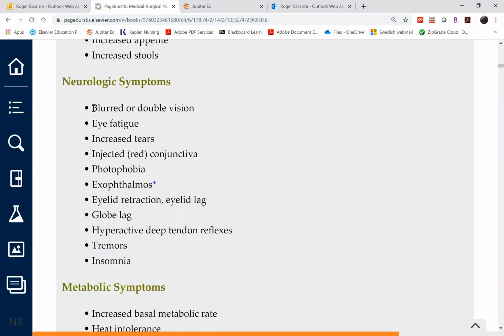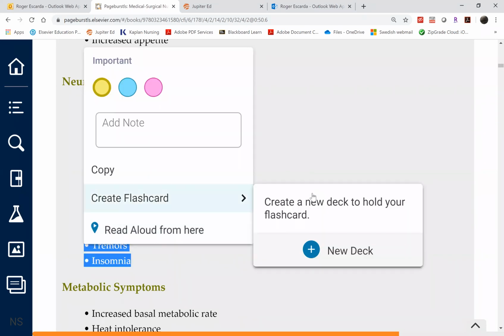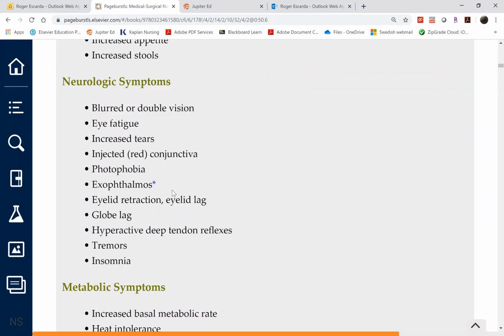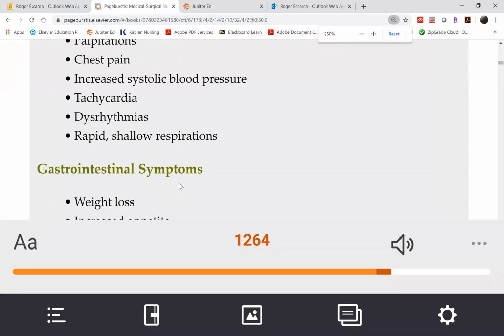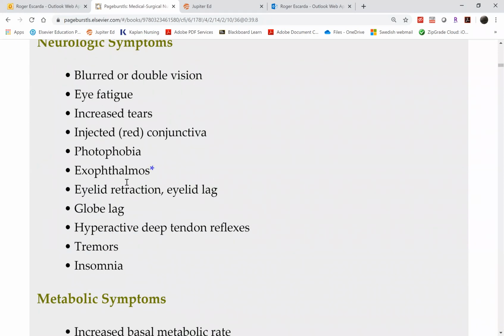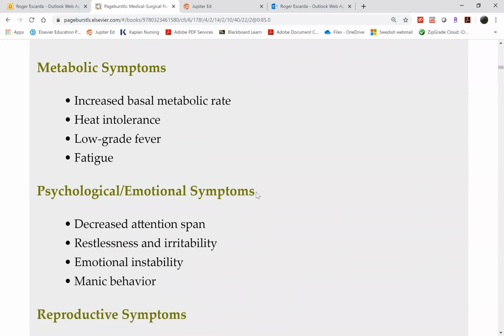Neurologic symptoms are the following. The most distinct feature is exophthalmos. It's actually more of an illusion, because what causes the protruding eyeball, or the startled eyes look, is really the eyelid retraction. So if you try pulling your eyelids back, you will also look the same. We have a picture shortly to show you.